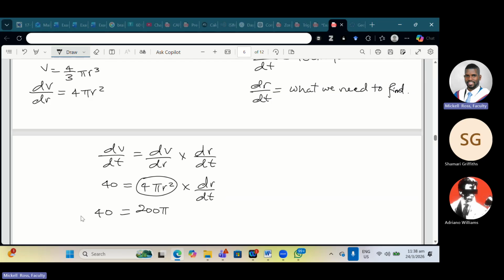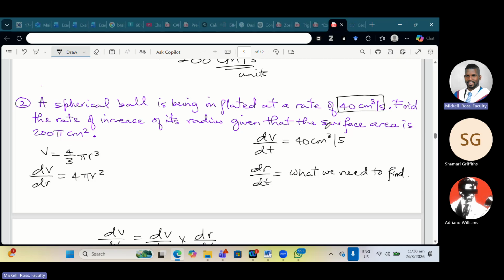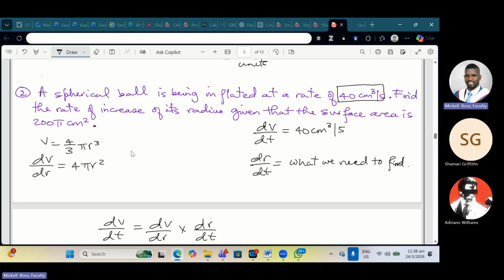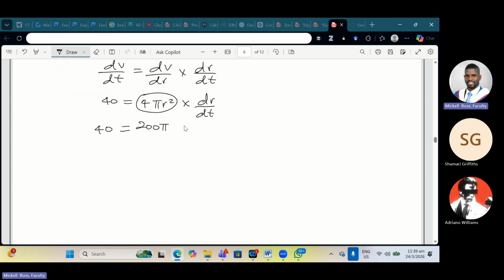So the change in the volume with respect to the radius is going to be, given that the surface area is 200 pi centimeters squared. So they already tell us what all of this means. All of this is going to be equal to 200 pi centimeters squared. They already tell us. So we just have to now use this information to work out the question. So we need to solve for dr dt.